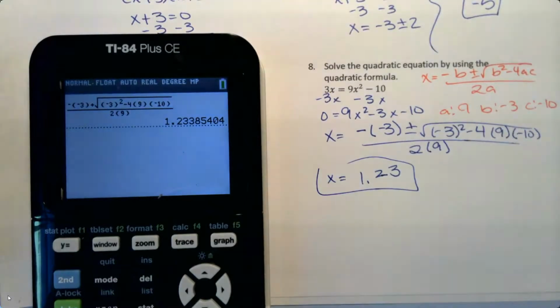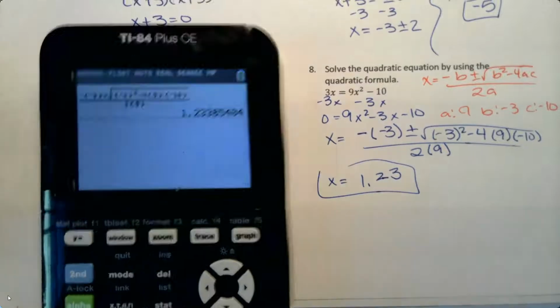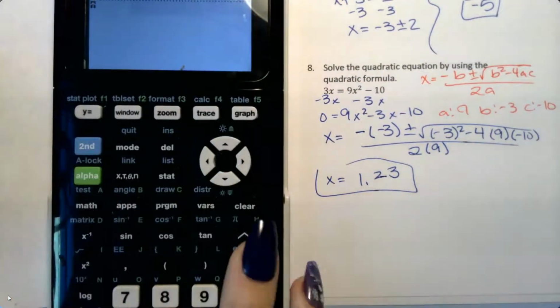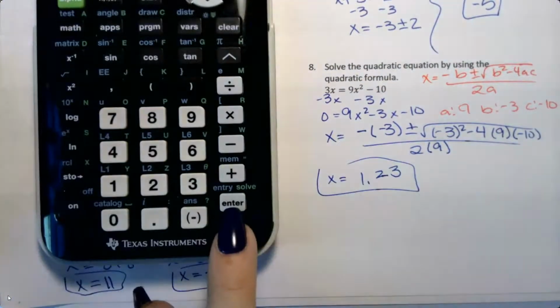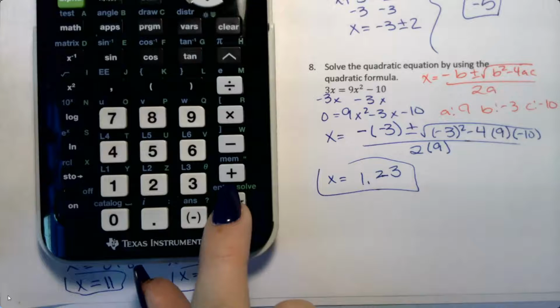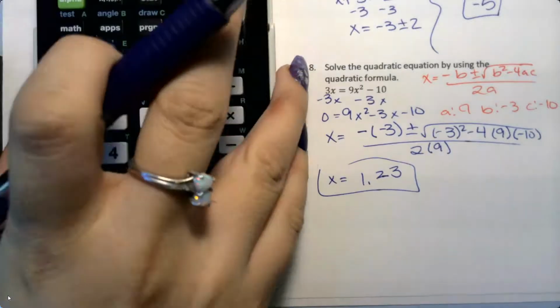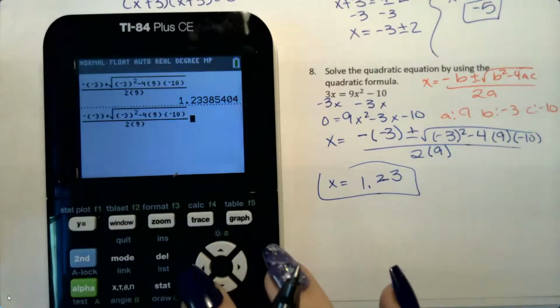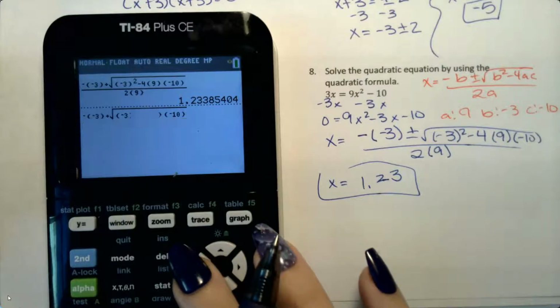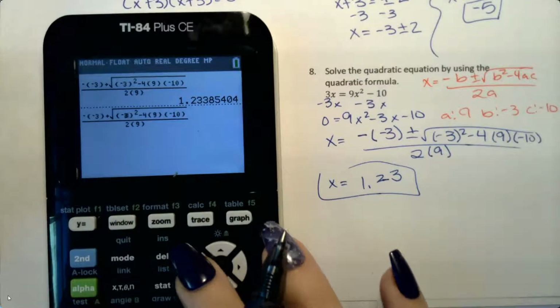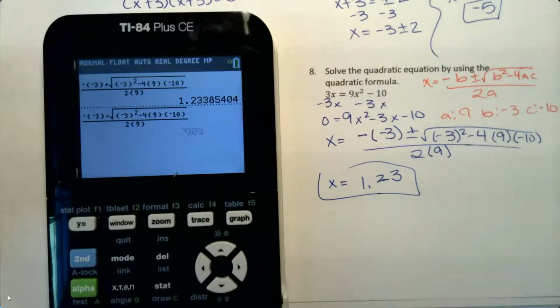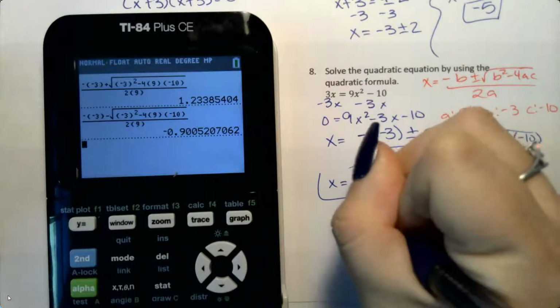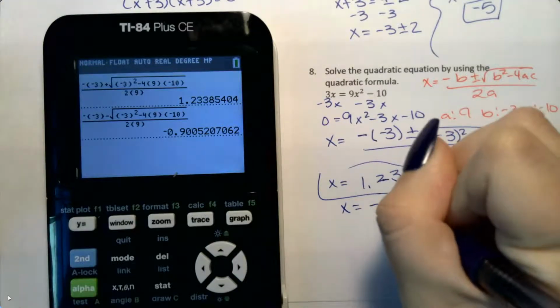And then I need to go ahead and do the same thing for the subtract in the middle. So what I can do is I can press second, and then if I go down to the enter button right above it, it says entry. If I press that, it copies what I just typed, and then if I arrow into my equation, I can change that plus sign into a minus sign, which gives me negative 0.90.